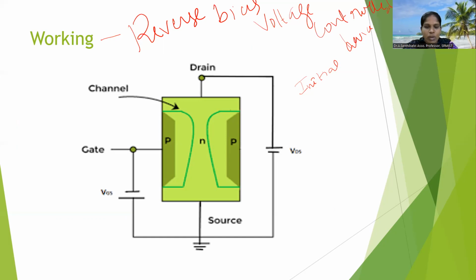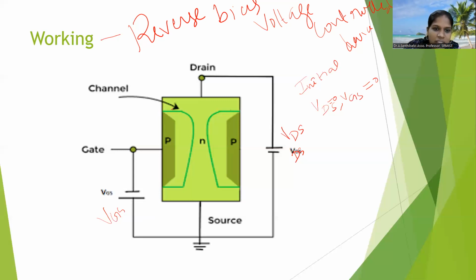Now we are moving to the working. This is VDS, the connection between drain and source. This is VGS, the connection between gate and source. Initially, after construction, there is no voltage applied to VDS and VGS. It means both are zero. At that time there is no current flow.